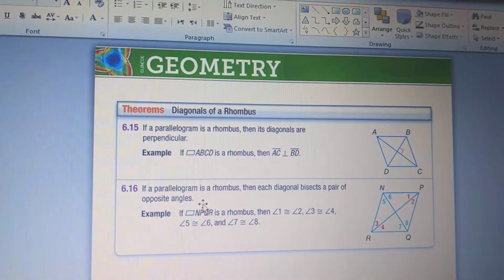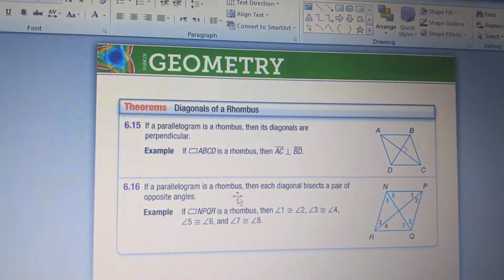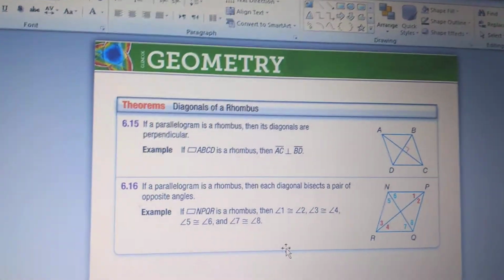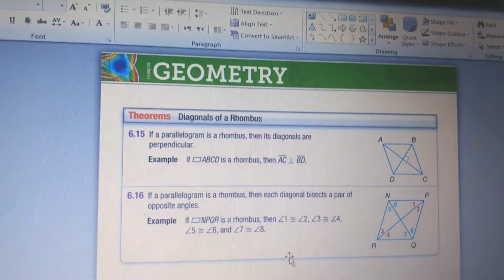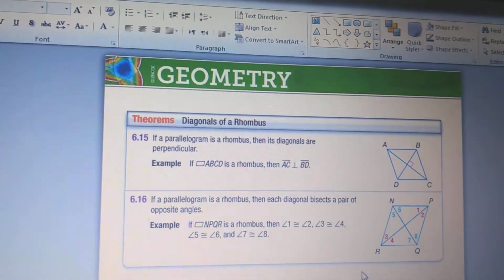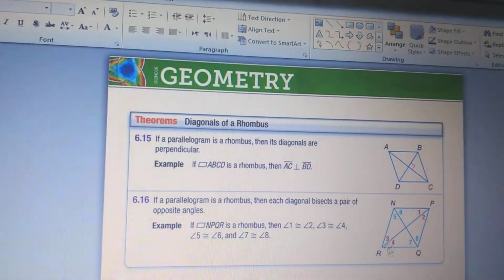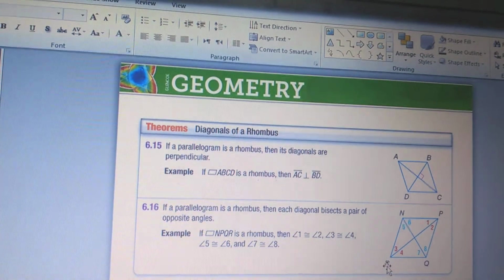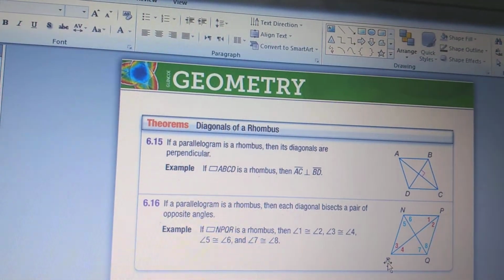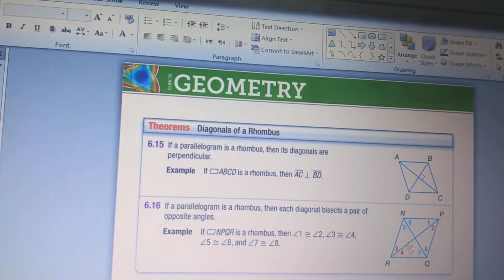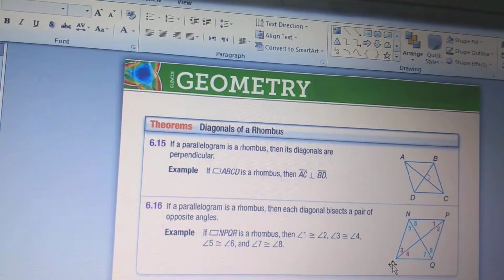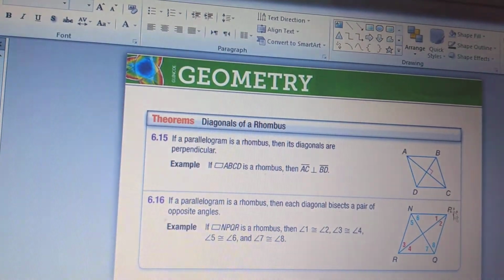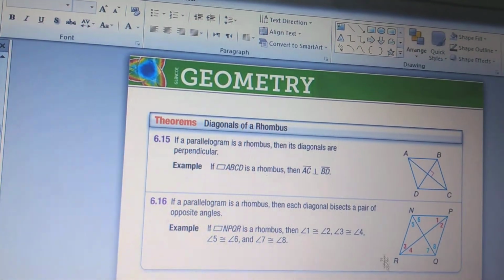Another property: if a parallelogram is a rhombus, then each diagonal bisects a pair of opposite angles. Another property in a rhombus is that the diagonal bisects the opposite angles. In this diagonal RP, of course, P and R are congruent. This is one property of a parallelogram. We studied this before. Opposite angles are congruent. RP is bisecting angle B and bisecting angle R.